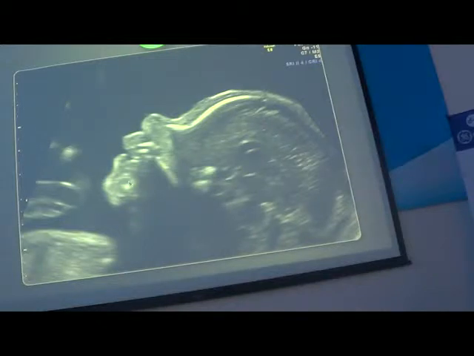This is a profile view with the nose. Here is the fetal face in profile with the nose, the upper lip, the upper jaw and the tongue, the lower lip, the chin. And this is the nasal bone, the facial bone, the nasal bone.